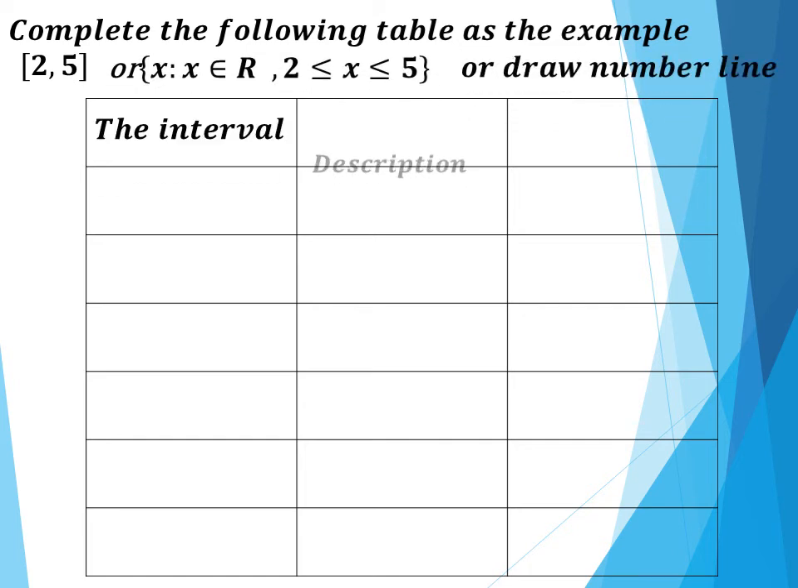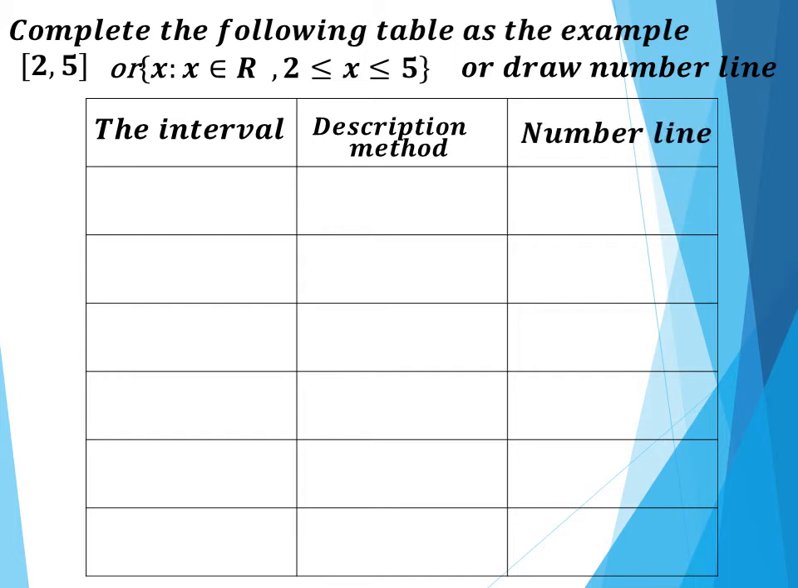We can define an interval by the description method, the interval method, or represent it by a number line. For example, [1, 4] is read 1 closed and 4 closed. In the description method, {x : x belongs to R and x is greater than or equal to 1 and less than or equal to 4}. On the number line, we put 1 and 4, shade 1 because 1 is closed and shade 4 because 4 is closed, and any numbers between 1 and 4.